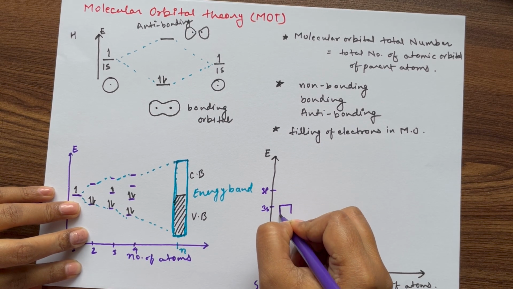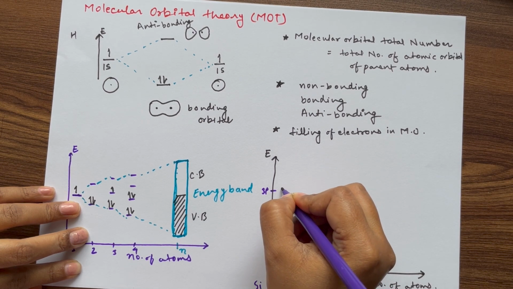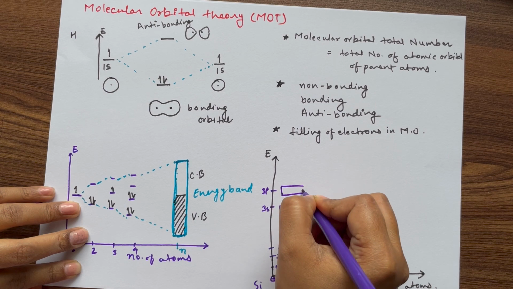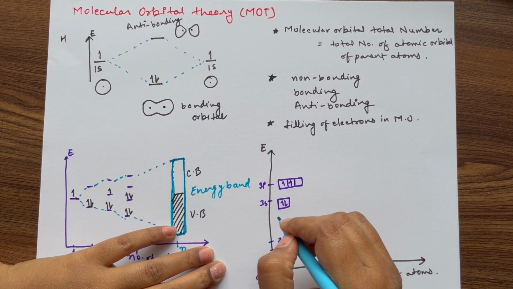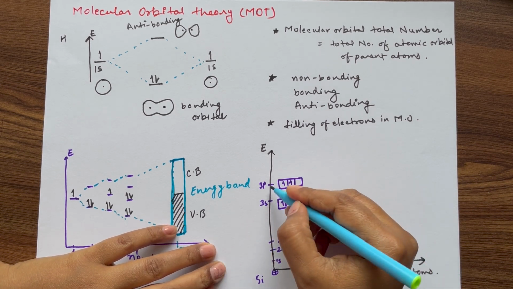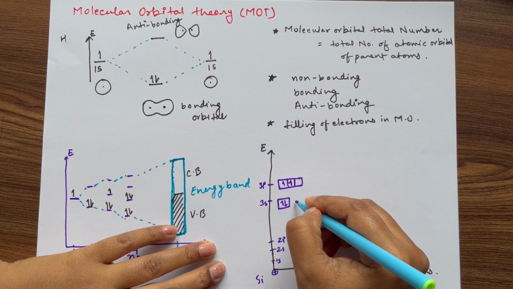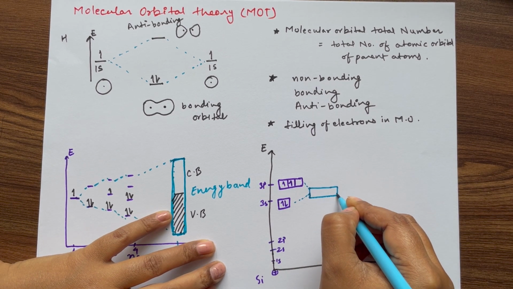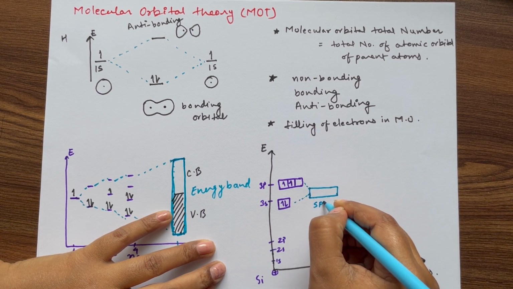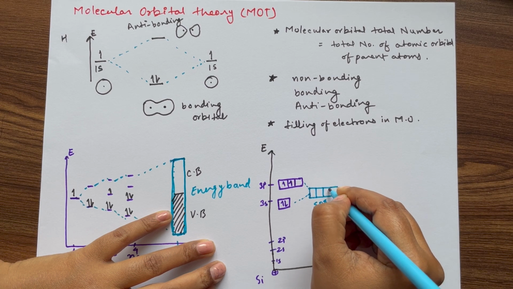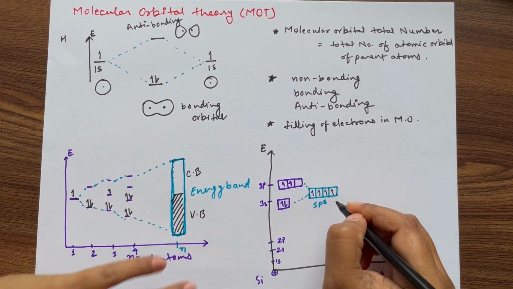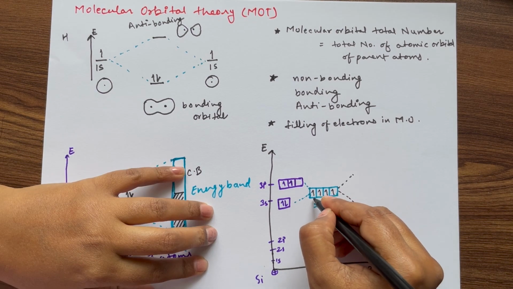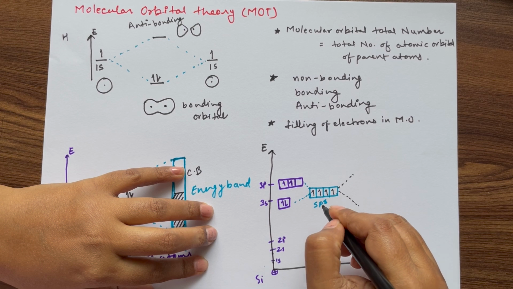So 3s has 2 electrons and 3p has 2 electrons. We know in the case of silicon atom, when the atom is in bonding state, these 3s and 3p orbitals create a hybrid orbital called sp3 orbital. And it has 4 unpaired electrons available for bonding with the other silicon atoms. There are 4 sp3 orbitals containing 4 electrons, 1 electron in each orbital.